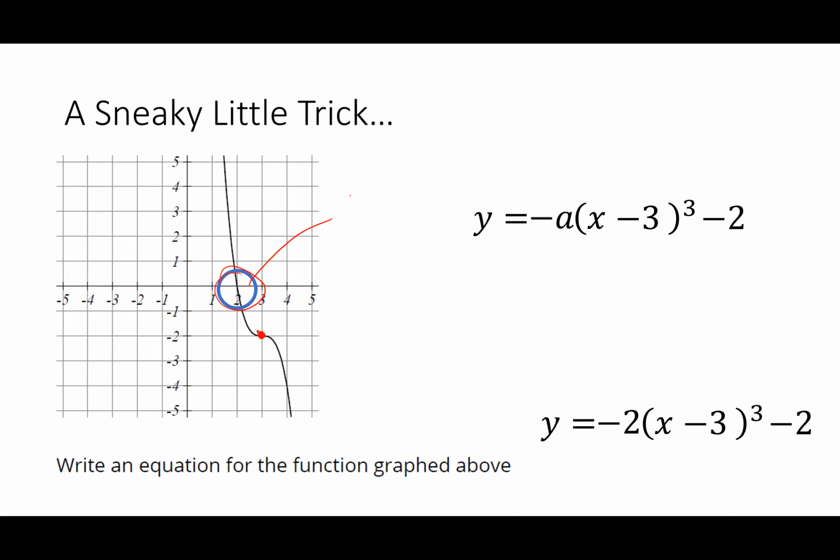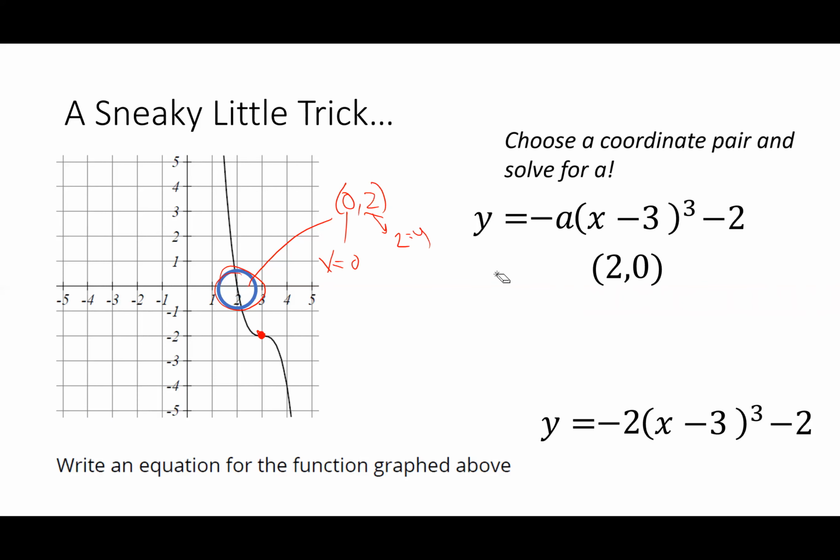The coordinate pair here is (0, 2). I accidentally have the answer here, my mistake. My x value is going to be 0. My y value is going to be 2. I can now solve for my a value. And I think I've already done that with my arithmetic. It shows my coordinate pair as (2, 0). Geez, sorry.